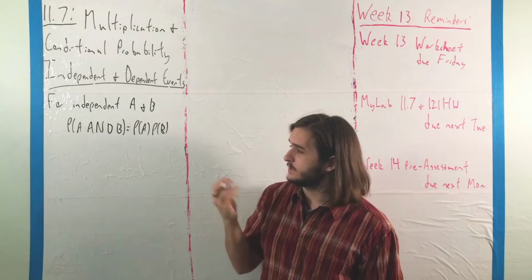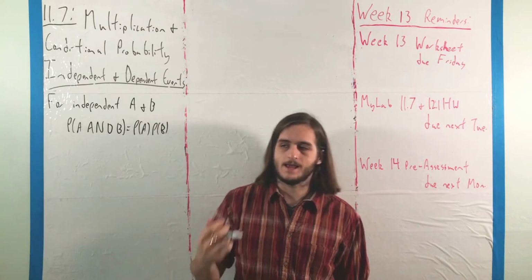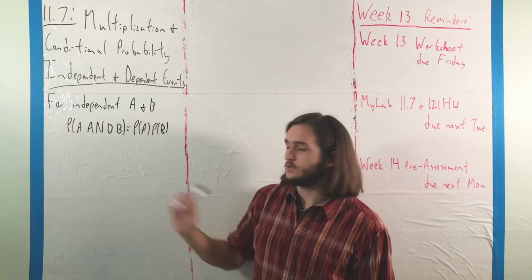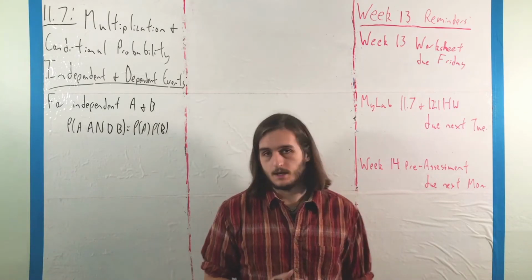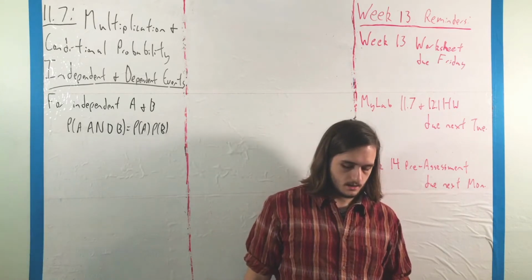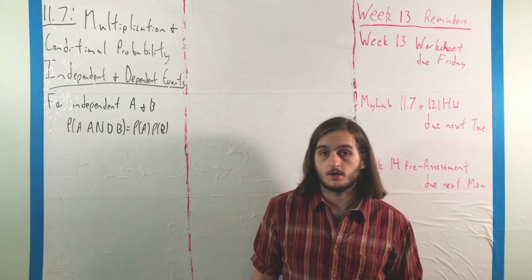And for this, if we want to get the probability of A and B, where they're independent events, one does not affect the other, you just multiply the two events. P(A and B) is equal to P(A) times P(B). And to understand this, we're going to look at a few examples.